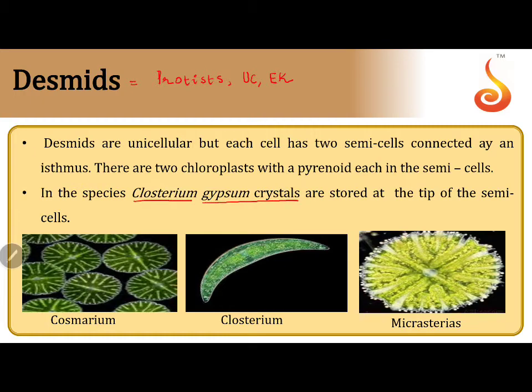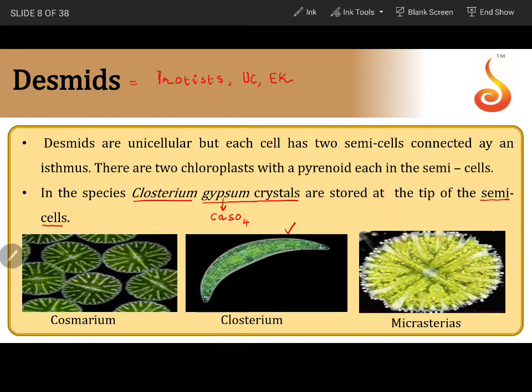Closterium. As you can see, we can see Closterium in the second example here, and this is not anything which is an algae or something. This is a desmid, a band like structure, and it has gypsum crystals. What is gypsum? Gypsum is calcium sulfate, and at the tip of semicells. This point has to be elaborated a little.